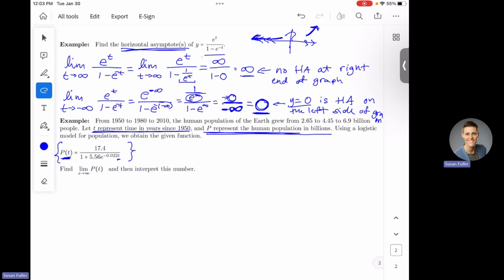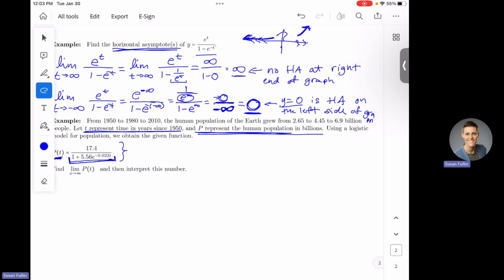It's the number of years since 1950. And just this equation, the format of this guy is logistic. It's a number divided by an exponential. That's kind of what a logistic looks like. Okay, so I want to find the limit as x approaches infinity of this function and interpret this number.